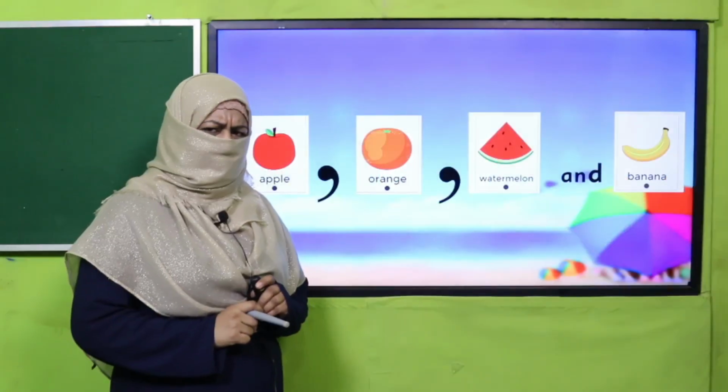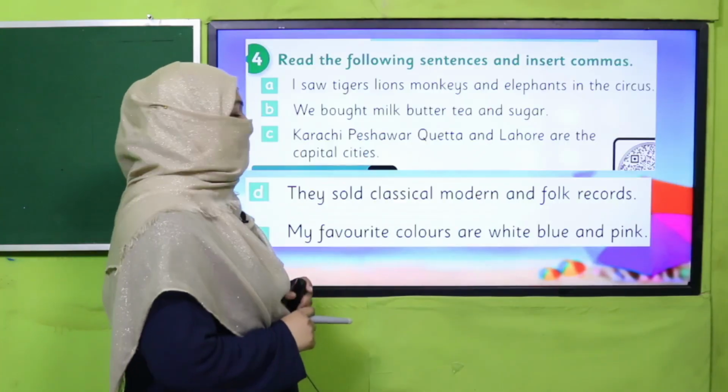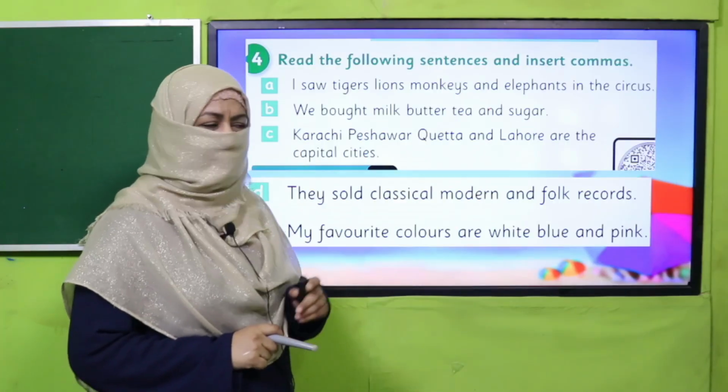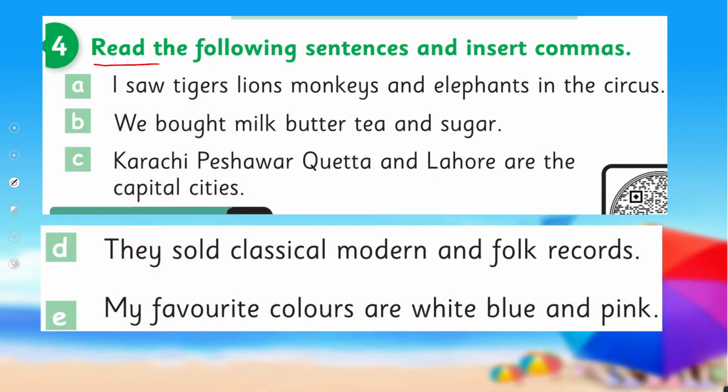Yes, my dear students, are you done with it? Good job. Now all of you settle down on your seats because we are going to practice it from your book. What you are supposed to do is read the following sentences and insert commas. You will read the sentence carefully. Wherever you find a list of naming words, you have to separate them by putting commas. So pause the video, complete this exercise in your book and then come back.